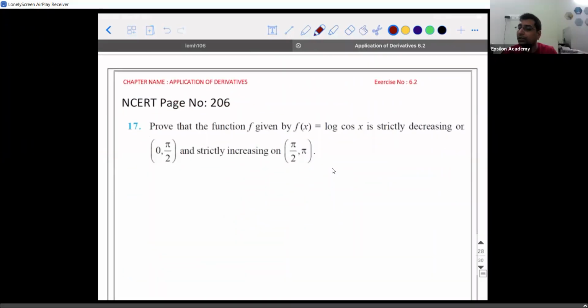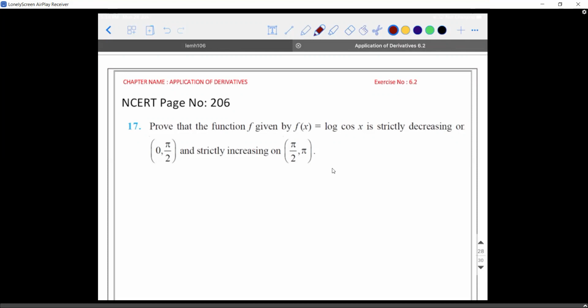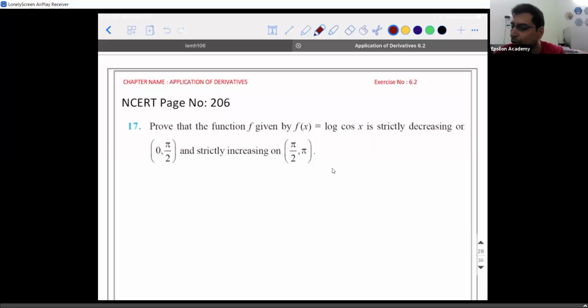So I want you to try this. Prove that the function f given by f of x is equal to log of cos x is strictly decreasing on 0 to pi by 2. So log of cos x, what will you get? Sir, tan x. No, check it. Sir, negative will be there, no, sir? Minus tan x should come. You get minus tan x. If that negative sign is not there, your whole answer will change.